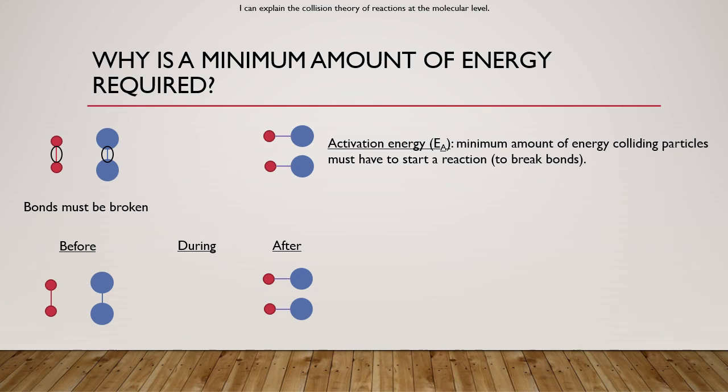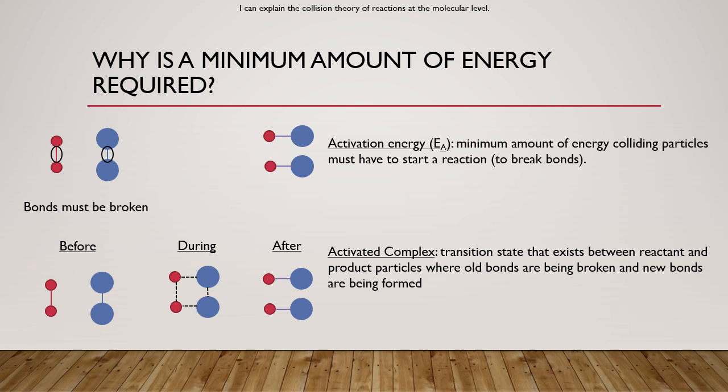During the collision, in other words, in between the reactants and products, we have this kind of intermediate or transition state that looks something like this, where we have partial bonds. That's what these dotted lines are representing here. We have these partial bonds where the old bonds that were there are starting to break, and the new bonds that are going to form are starting to form. We call this the activated complex. The activated complex is the transition state that exists between reactant and product particles, where old bonds are being broken and new bonds are being formed.